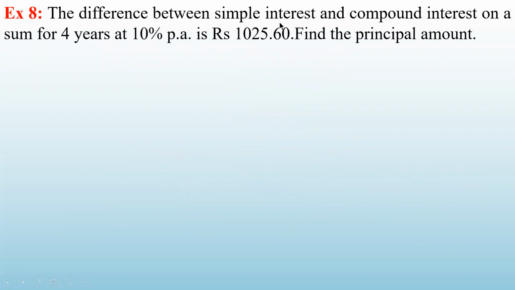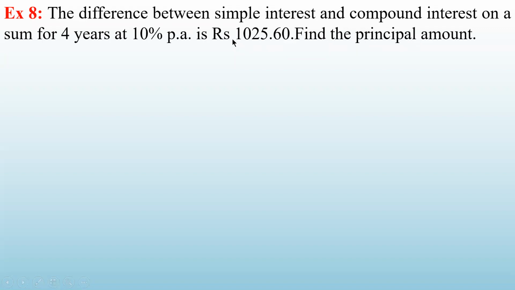The difference between simple interest and compound interest on a sum for 4 years at 10% per annum is rupees 1025.60. Find the principal amount. In this problem, what is given to you? Read the question correctly. The difference between simple and compound interest on a certain sum. So that sum you are not given. You have to find out that sum. So you have to find out the principal amount.